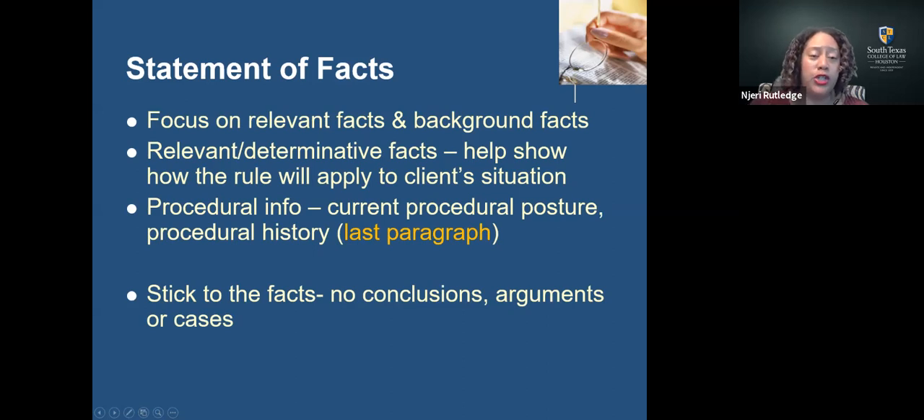In addition to outcome determinative or relevant or essential facts, all meaning the same thing, you can also include background facts because you need to make sure the facts flow and that it makes sense. So anything that you can do to provide context is fine. Procedural information or the posture or the history, if you think it's important to note that the defendant filed a motion for summary judgment or the defendant lost his appeal or any of that procedural information, make sure you put it in the last paragraph, not the beginning. Stick to the facts, no conclusions, arguments, or cases in this section.